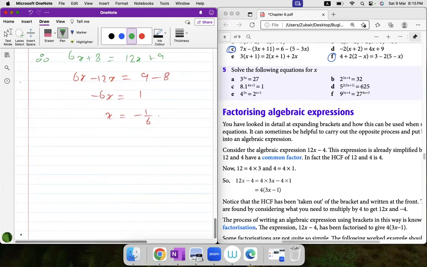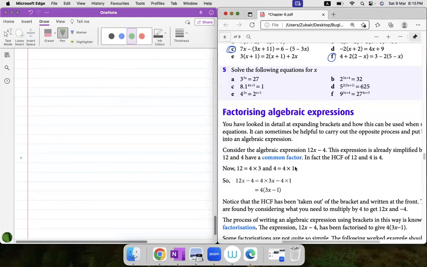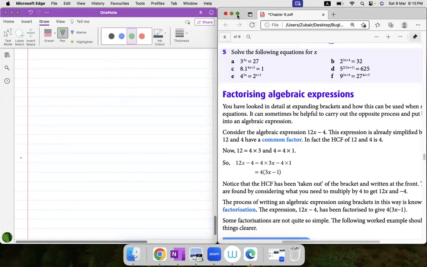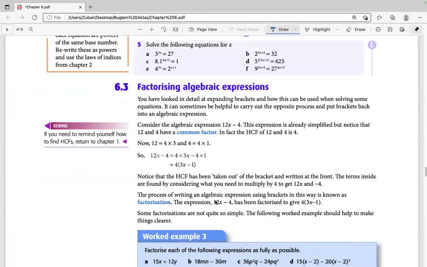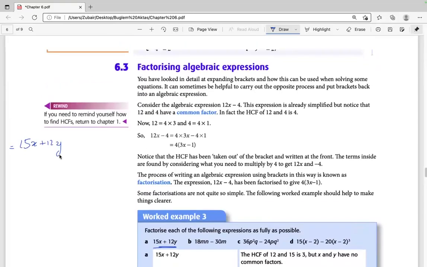We just have to focus, we don't have to hurry. You know the concept. You're doing very good. Okay. Factorizing algebraic expressions. What we've been doing is multiplying them. Now, we'll be breaking them apart. For example, this first one, 15x plus 12y. Now, we are going to take out some common factor.